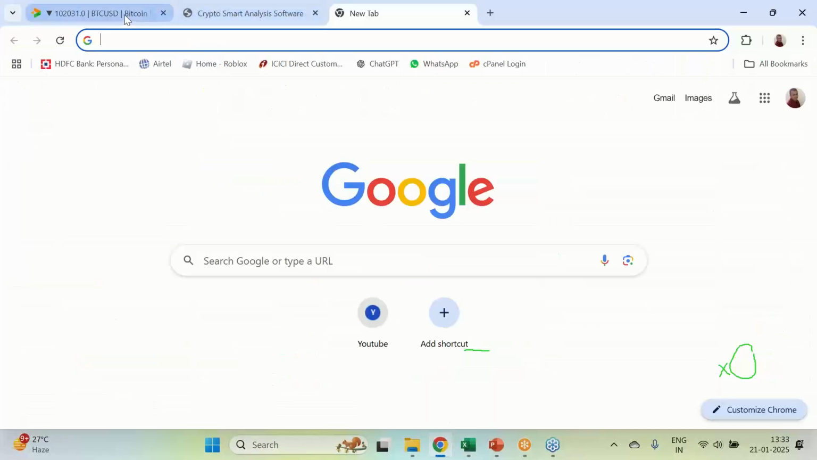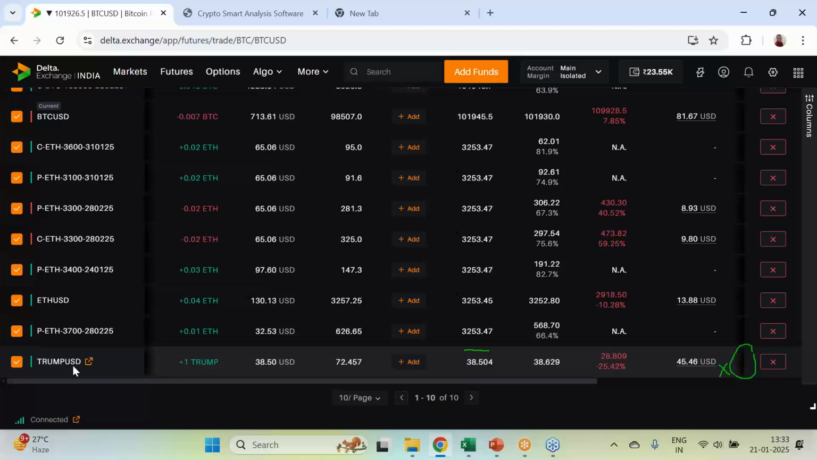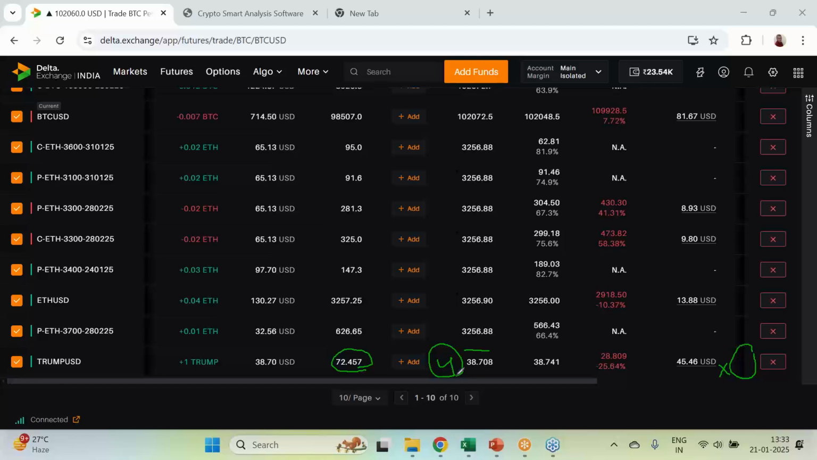I have taken a test case here. Say I have just taken one coin, the Trump coin. I bought it in futures at $72. At that time I paid some $3 to $4 as M2M, so margin. Now it has fallen to 38.